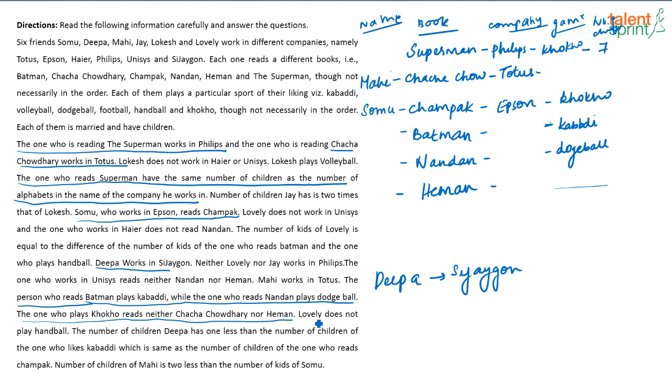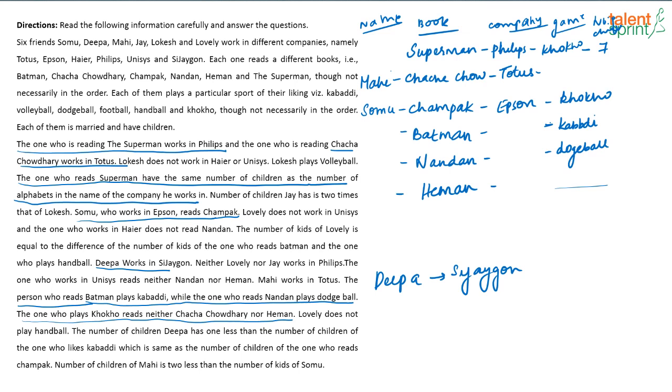Now Lovely does not play handball. So this is Mahi, this is Somu. Then whom else do we fix? So Coco is here or here. Okay, let us look at the company now.